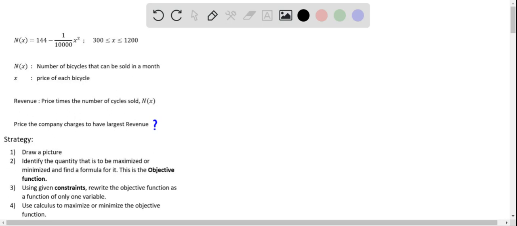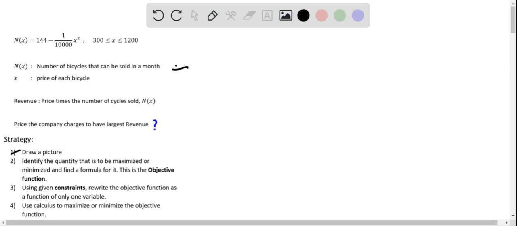As far as this problem is concerned, we will not have to draw a picture because we usually draw a picture when the problem involves finding the maximum area or the largest volume. So we can skip this step only for this problem. Then we have to identify the quantity that is to be maximized or minimized and find a formula for it. That is, we have to identify the objective function.